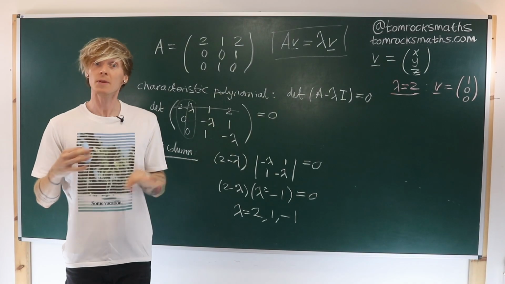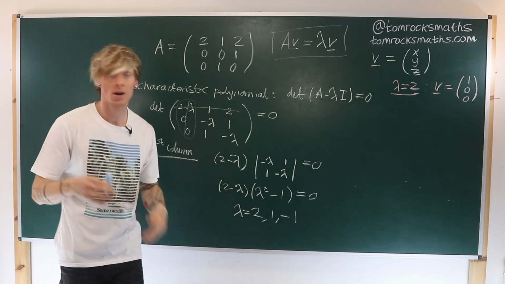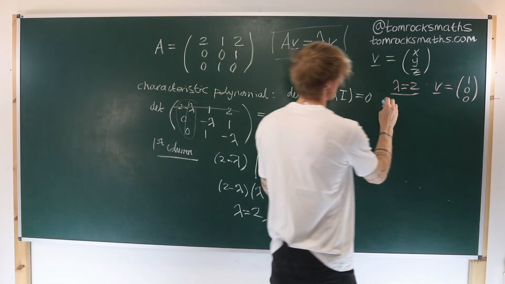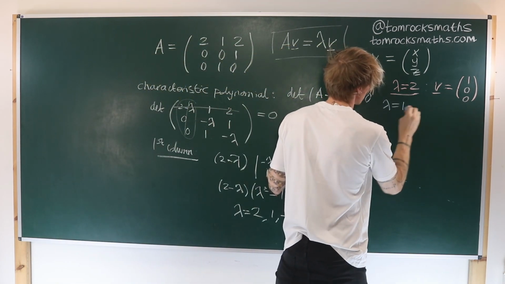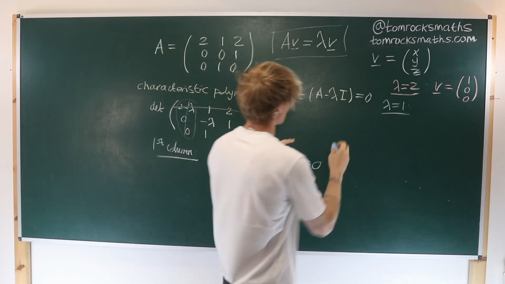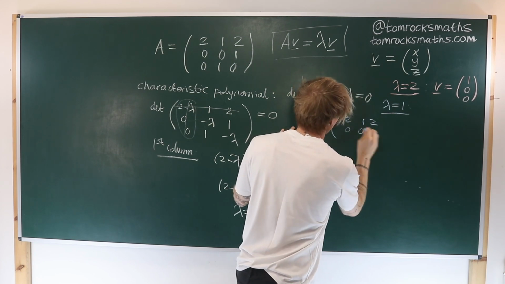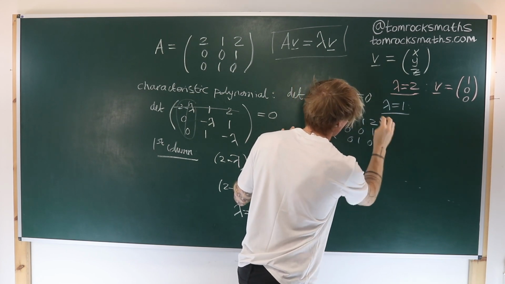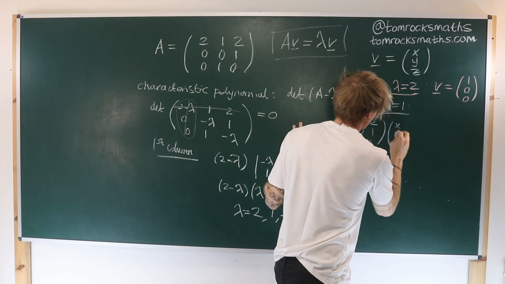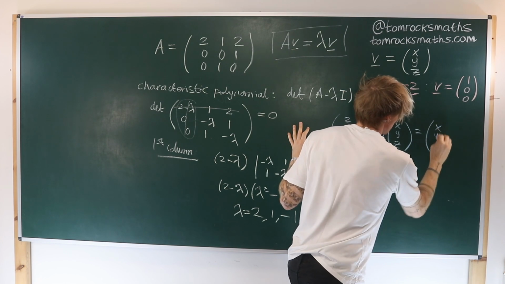We do the same for the next eigenvalue, which here is lambda equals 1. So when lambda equals 1, we substitute into our equation. So we have 2, 1, 2, 0, 0, 1, 0, 1, 0 times x, y, z needs to be equal to 1 times x, y, z.